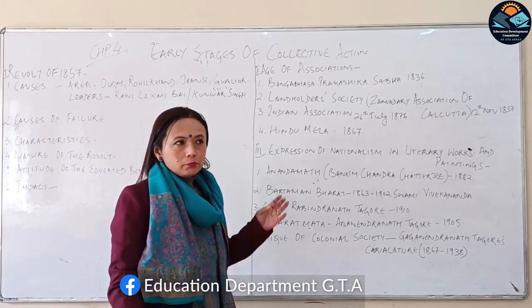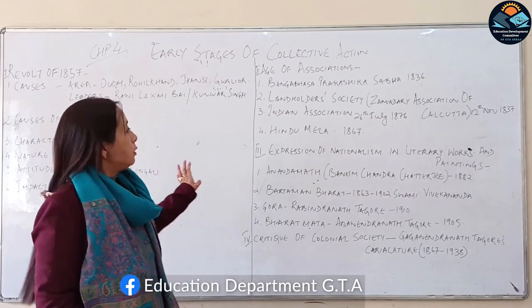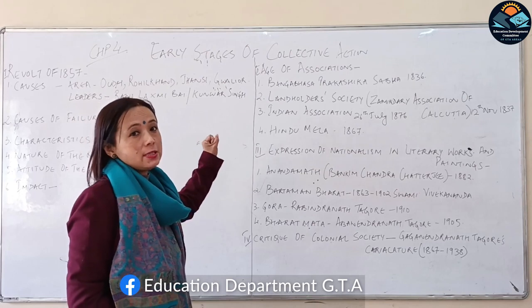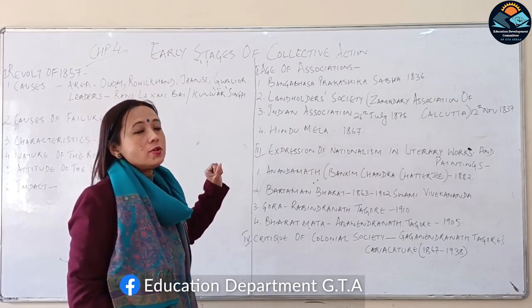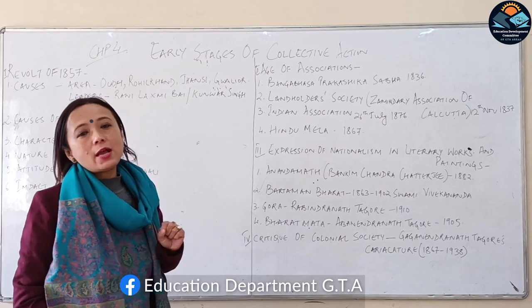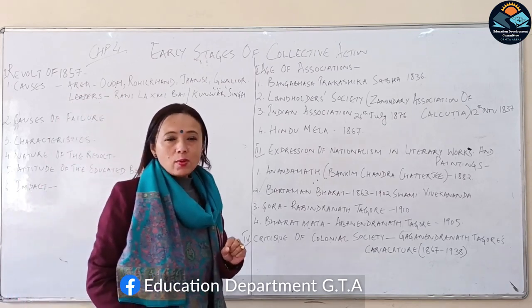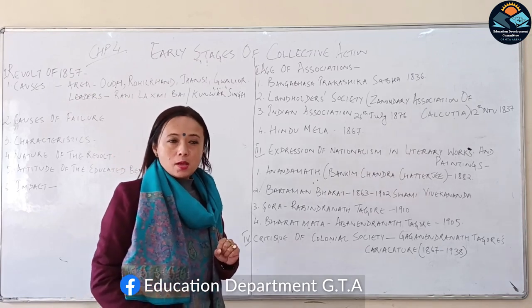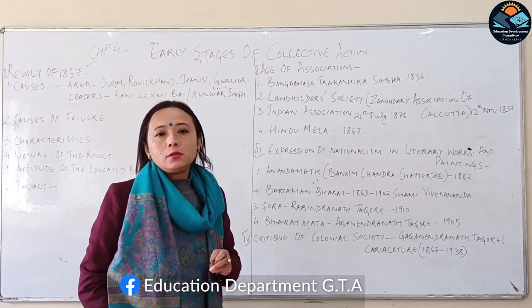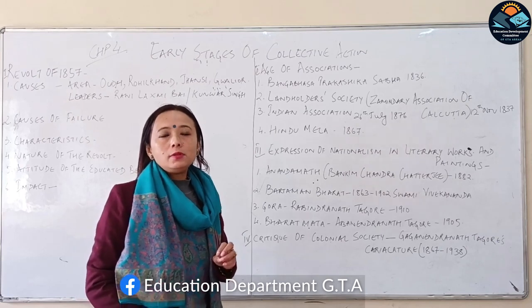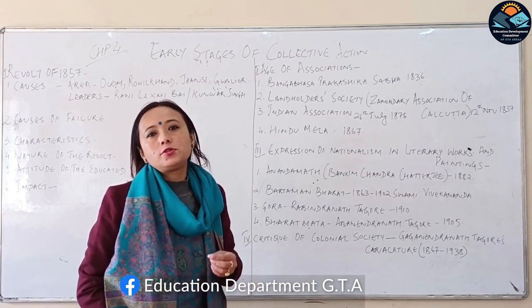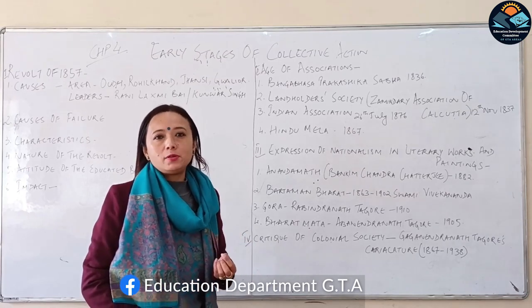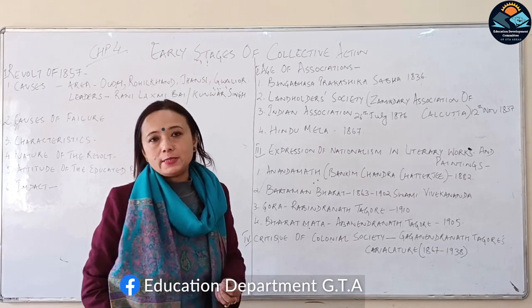Now, this revolt of 1857, despite all these efforts, these fights, was a failure. Several causes are attributed to its failure. One of the main causes was the lack of leadership. The leaders were not that able; compared to the British generals, they were not so superior. British generals were far superior to the rebels.